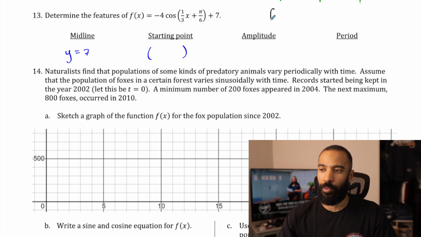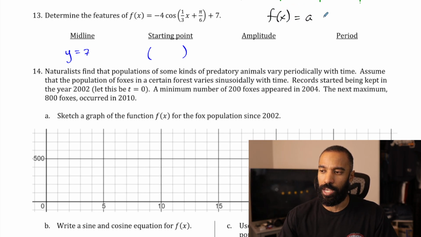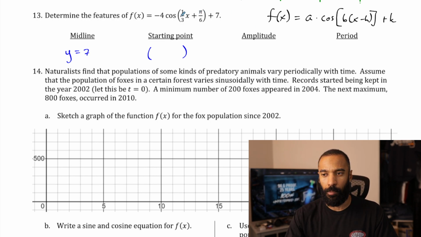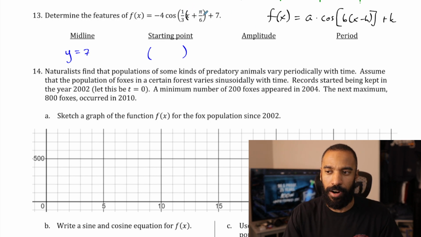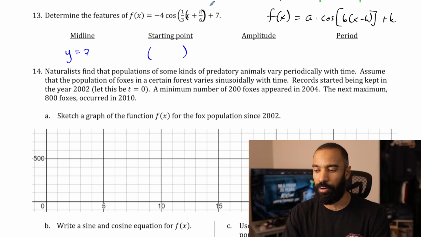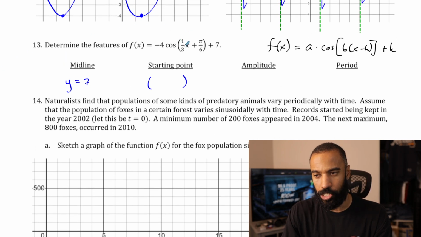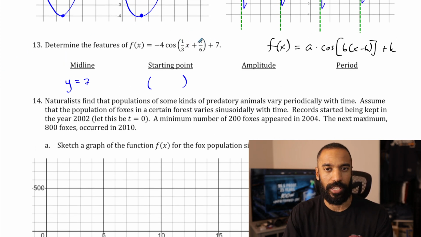Now, the general equation, at least for cosine, is a times the cosine of b times the quantity x minus h, plus k. Well, the hurdle with this is that 1/3 is not factored out of our x minus h like this. It is very much a part of both terms here. So you have to factor that 1/3 out to reveal the true h that we're looking for. It's not pi over 6.